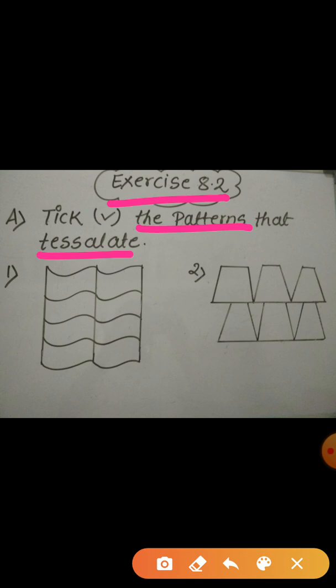Now you can see the first pattern. In the first pattern the tiles are arranged very close to each other without any gap, right? So we can say that this is a tessellate shape. Now come to the second pattern. In the second pattern there are some gaps between the tiles. So this is not a tessellate. This is a non-tessellate shape.